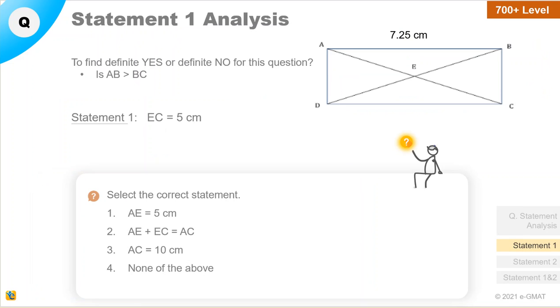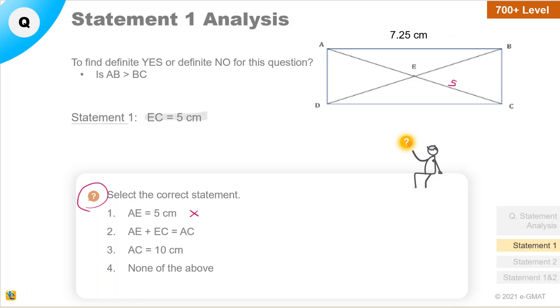So here is statement 1. Statement 1 tells us that EC is equal to 5 centimeters. So this here is 5. Now what? Again, let me break this down. Pause the video and answer this question for me. Alright, I hope you tried. Well, you cannot say that AE is 5.